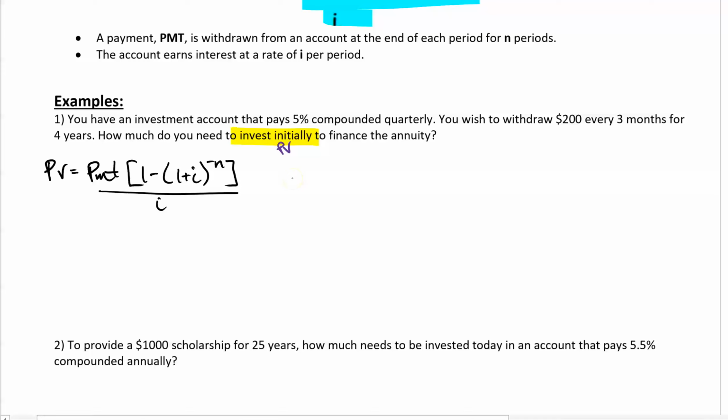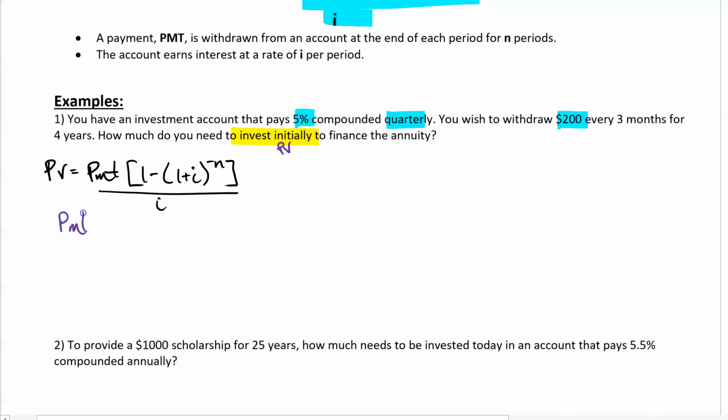Okay, what else do we have here? We got the payment. You want to take out $200, every 3 months for 4 years. When you take it out every 3 months for 4 years, that actually indicates how many compounds you have per year. In this case, it's 4, right? Because you'd be doing it quarterly. And that's the same thing right here. It's quarterly. It's also 5%. Okay, so let's try to talk about all those details.